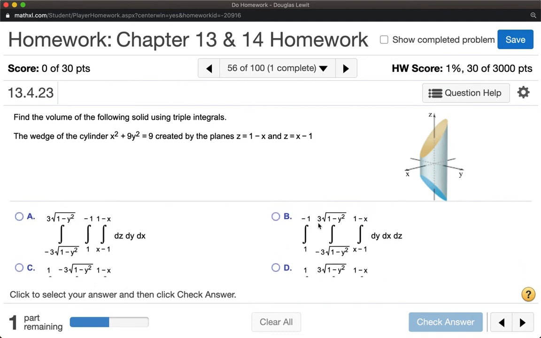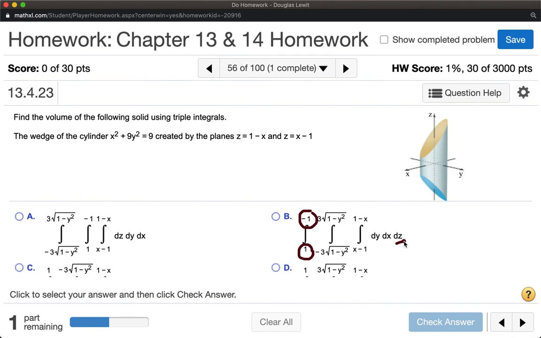B doesn't work because, first of all, the Z limit. The reason B doesn't work is that if I look at the outside integral, sure, I have constant limits, so it looks like it should work, but the problem is these limits correspond to the variable Z. These are not the correct limits for Z.